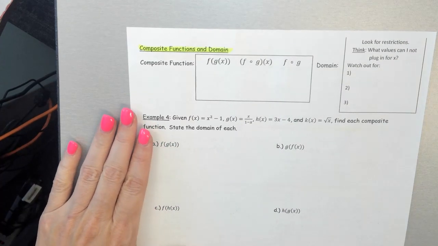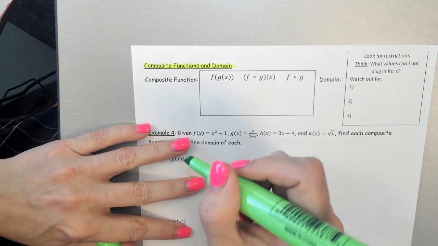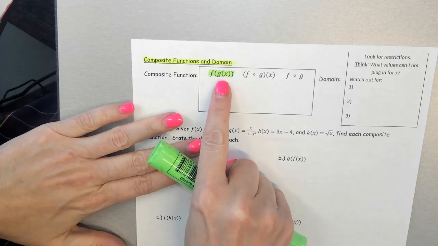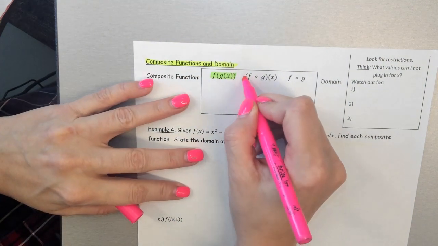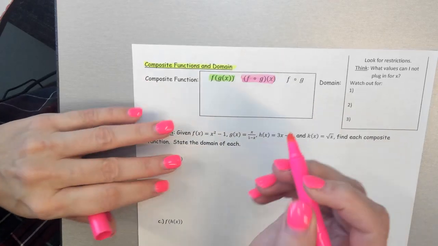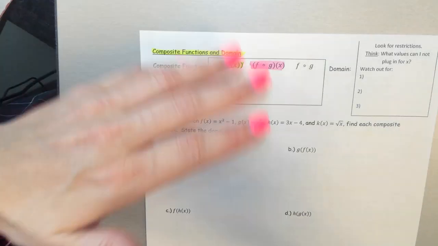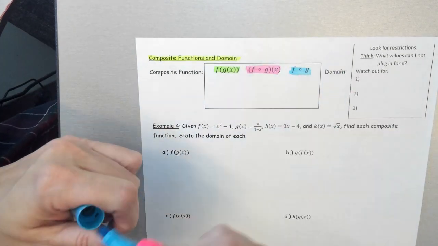All right, so all 3 of these things up here mean the same thing. The way that you pronounce this is f of g of x. It's not fog, even though it does look like fog. Okay, so this is f of g of x. That's how you say it.